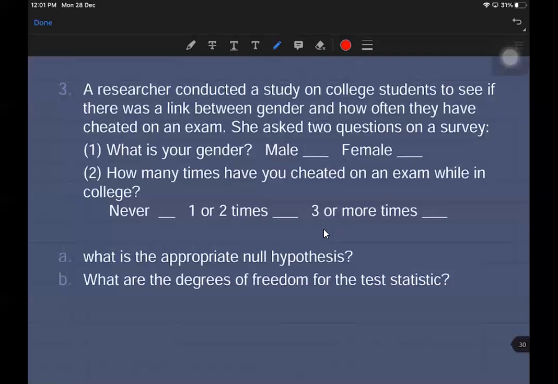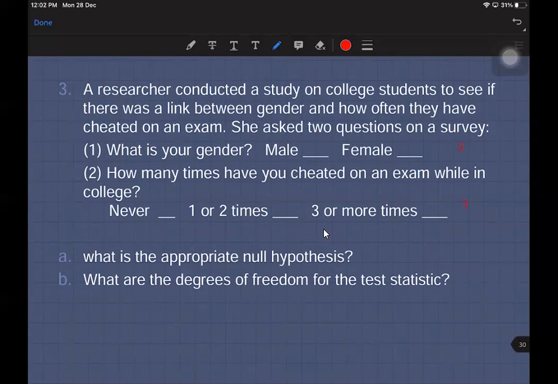A researcher conducted a study on college students to see if there was a link between gender and how often they have cheated on exams. She asked 2 questions on a survey. What is your gender, male or female? Two types of data, male or female. How many times have you cheated? Never, one or two times, or 3 or more times. So we have 3 data.